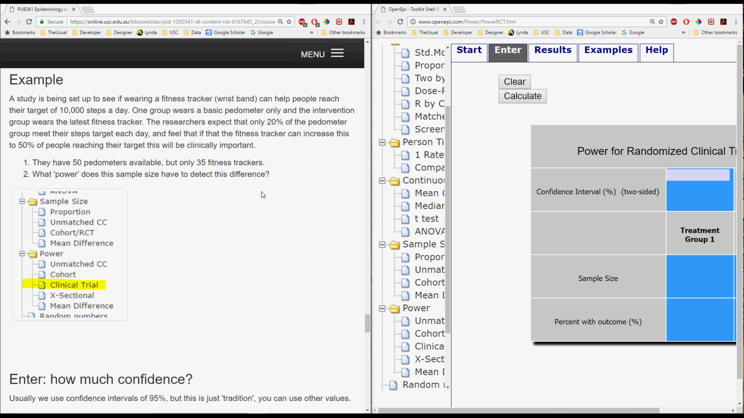So the power that we're doing for this example will only match this type of data, and for a different study you might need a different calculation. And this is the one that you will need for your projects.